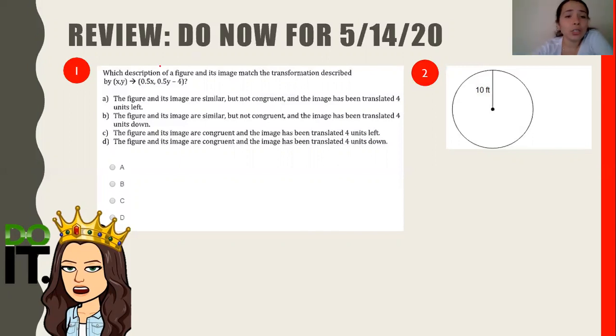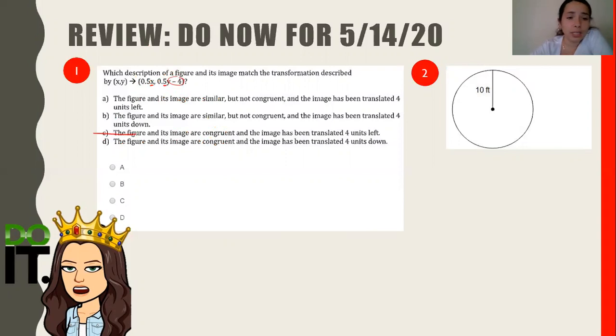All right, so it says, which description of a figure and its image match the transformation described below by x, y? Remember that in front of the x, anytime there's a number, it doesn't tell you if it goes up or down. It actually tells you if it's going to become bigger or smaller. Because it's a decimal, it says it's going to be half its size because it's 0.5. So that means that we already know it might either be similar or congruent, but notice that the y says it's going to be moved. So it means that the shape is actually going to change. It's going to be similar, but it's not congruent. Congruent means the exact same, but because of that -4, it actually throws it off a little bit.